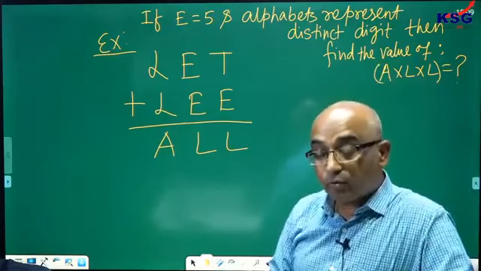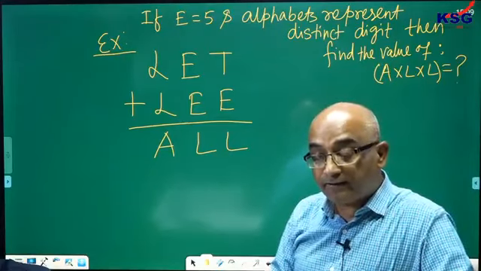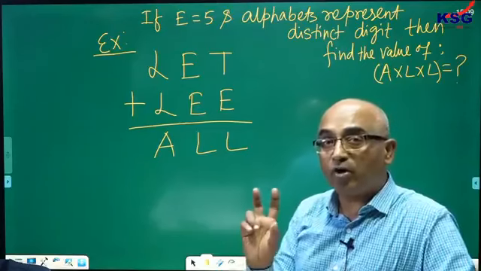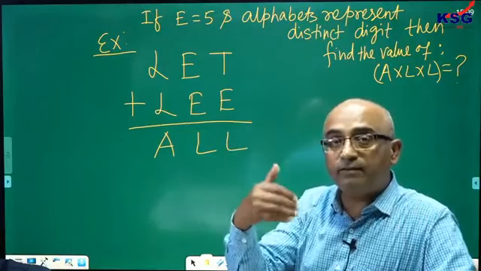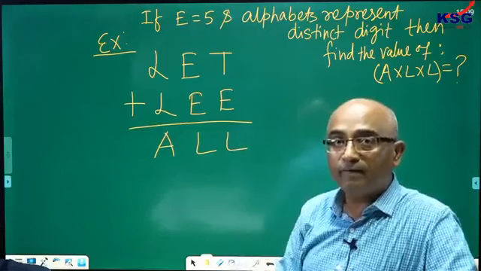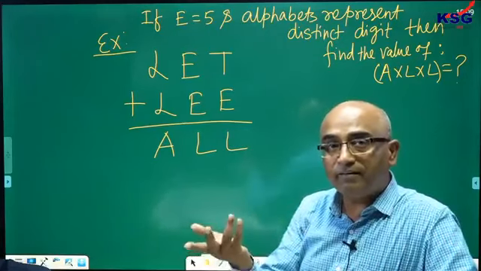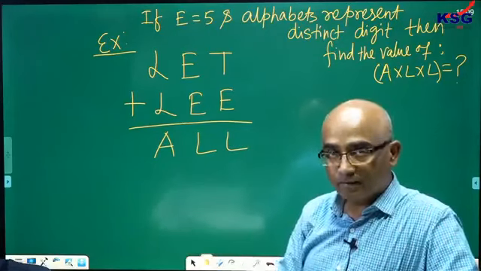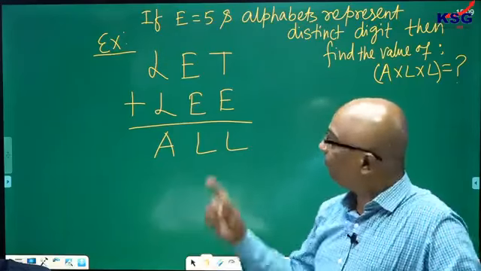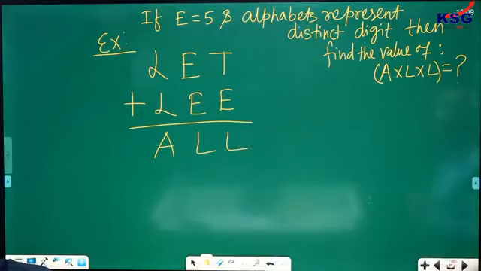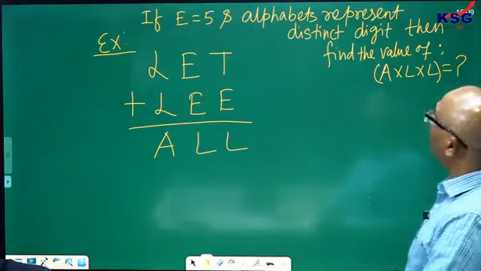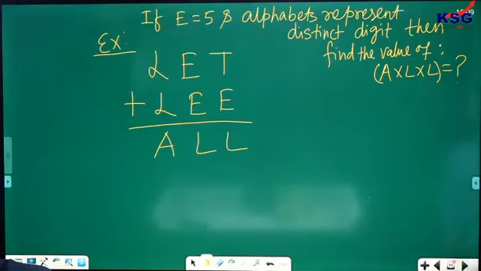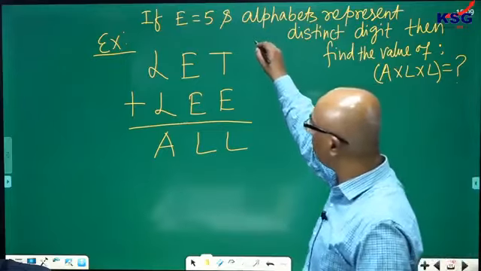Dear student, CD means C is 1. I am not talking about D. 5 plus 6 is 11, 11 means C is 1. 9 plus 8, 17, C is 1. Okay, I will give you an example. First copy this example, student. If E is equal to 5 and each alphabet represents a distinct digit, then find the value of A into L into L. First copy this example, student.